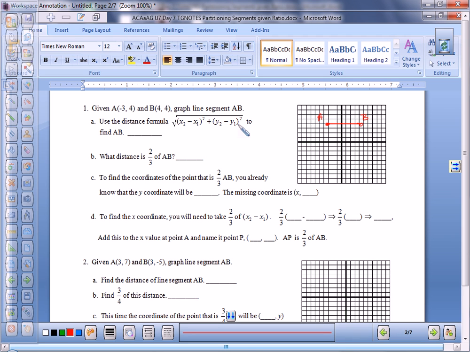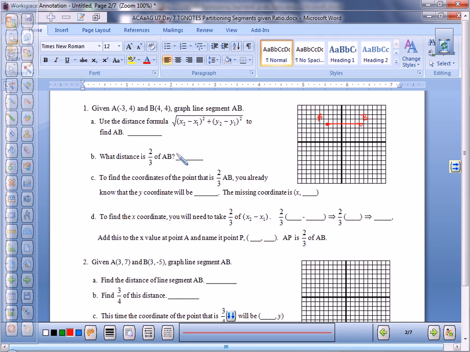We've already learned how to partition a line. How have we already learned how to do that? Bisecting, using the what? Midpoint. We already know how to do that. So now we're just going to look at some other ratios. So, go ahead.